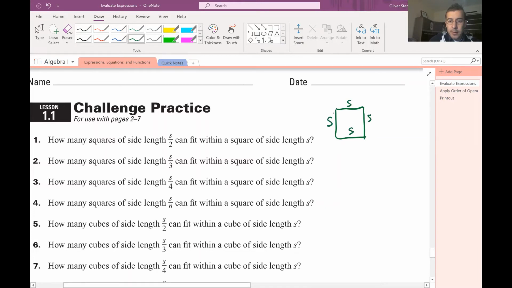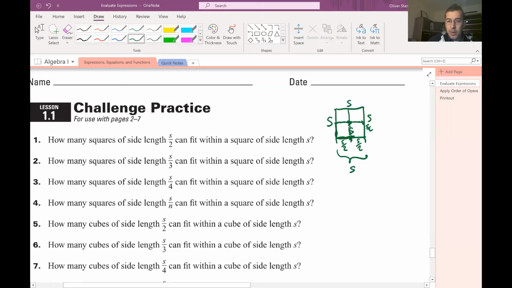Okay, so this is a square with side s. How many squares of side length s half fit inside? So s half would be this, and then s half here would be this. So you can imagine there's one here, and then there's one here, because this is s half, this is s half, this is s half, and this whole thing is s, right? From here to here is s half, then from here to here is s half, from here to here is s half.